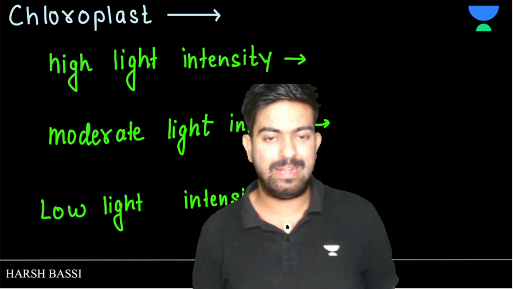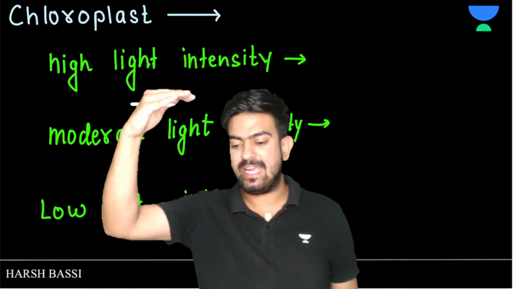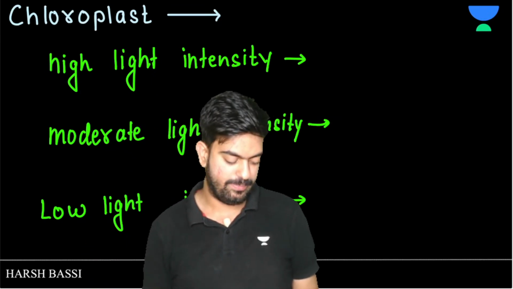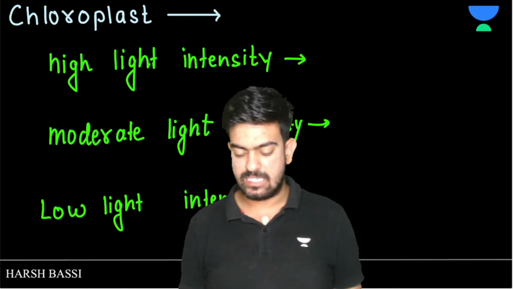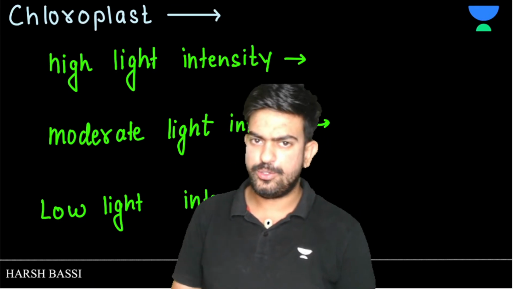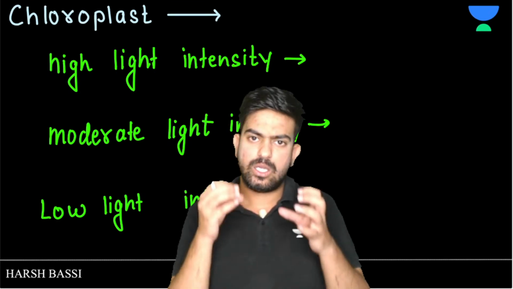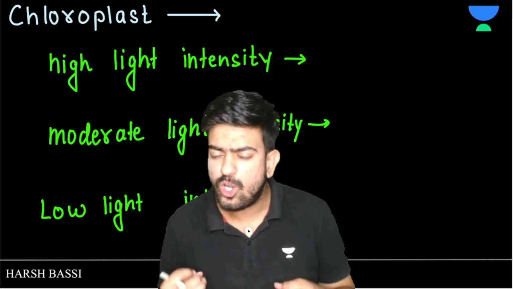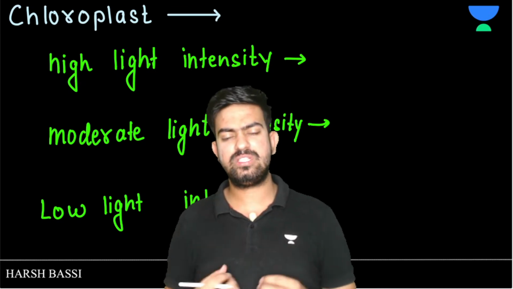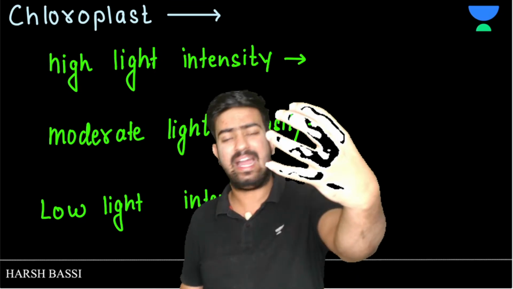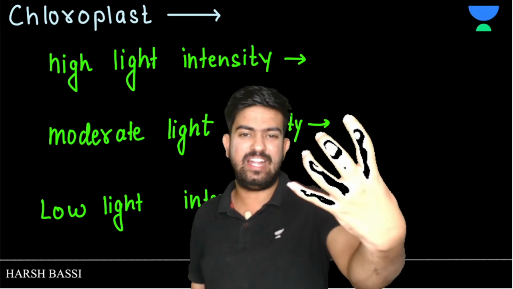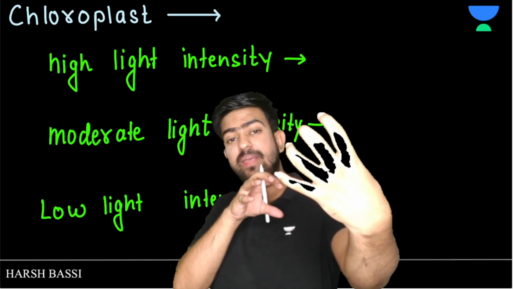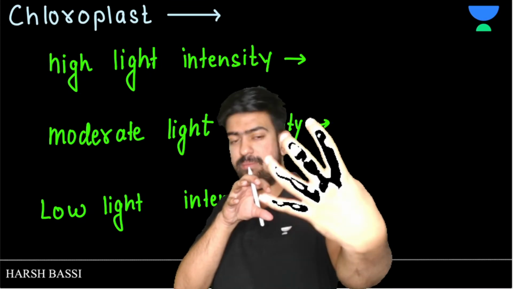Okay, let's get back to the lecture. So we have three possibilities: high light intensity, moderate light intensity, and low light intensity. Clear? Okay, sir. So for the high light intensity, what do you think? How should the chloroplasts arrange themselves so that they are not damaged? Although the light intensity is very high, the chloroplasts have to align themselves in such a way that they receive the minimum amount of light.